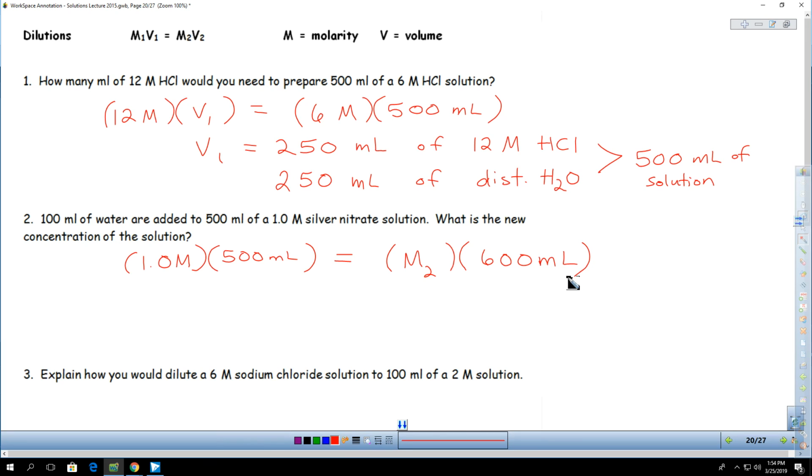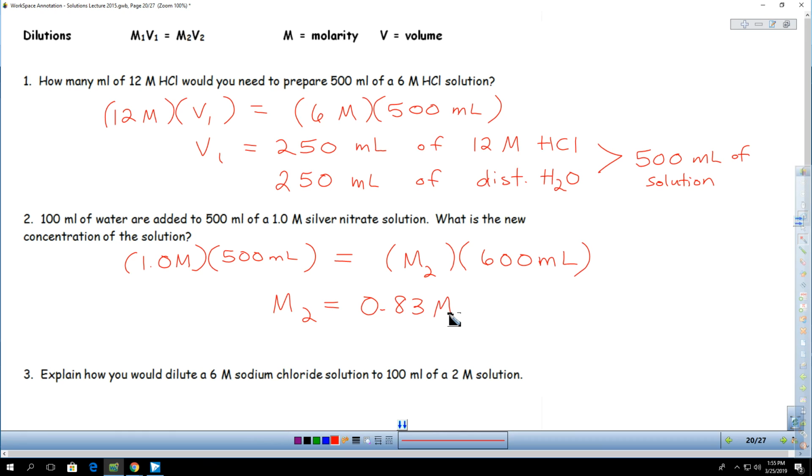The same would be said if you started with 500 milliliters of this solution, and maybe somebody put it on a hot plate and evaporated 100 milliliters. If they removed 100 milliliters of water, now the final volume, V2, would end up being 400. Piece of cake. Plug it in: 1 times 500 divided by 600. M2 in my calculator is about 0.83.